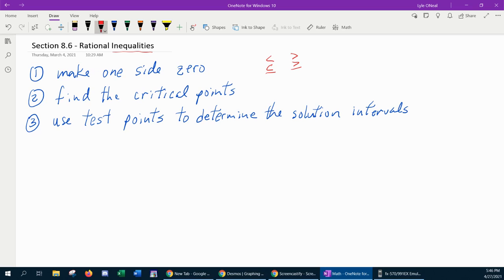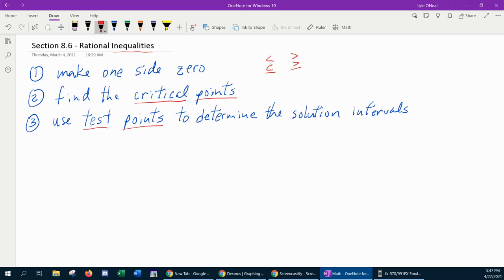Step number 2, find the critical points. Once you get one side zero, in order to find the critical points, you need to set the numerator and the denominator equal to zero and solve. Provided that the numerator and the denominator both have variables, you're going to get critical points from the top and the bottom. Then you'll put those on a number line with open or solid dots. And then the third step, we're going to use test points to determine the intervals of the solution.